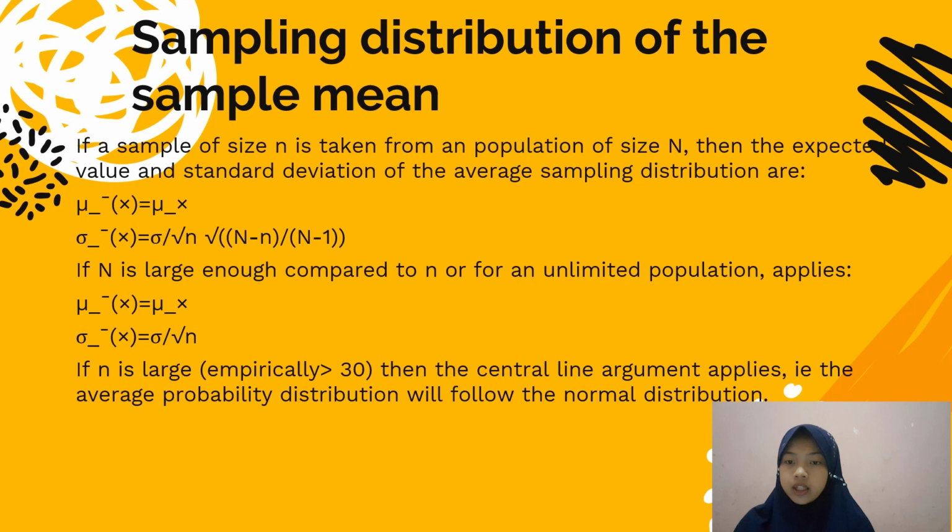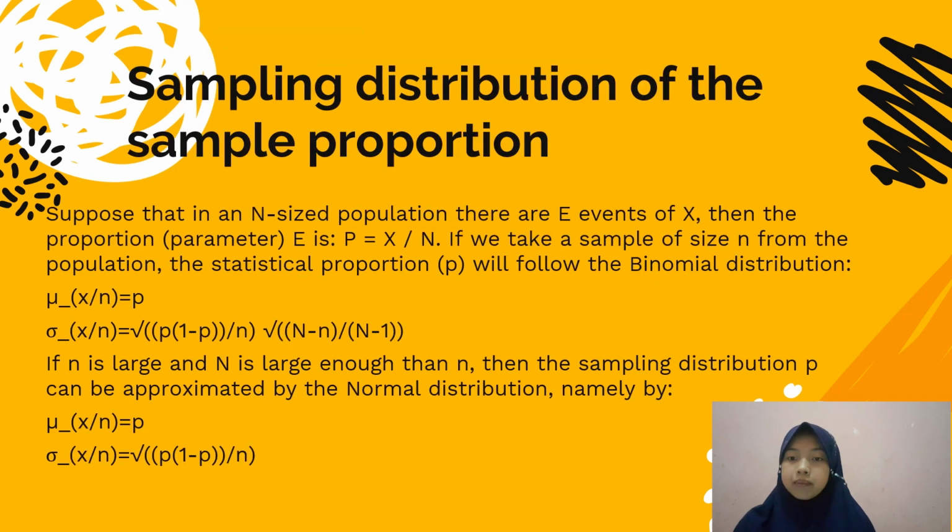If n is large enough compared to N or for an unlimited population, it applies that the standard deviation of the average sampling equals population standard deviation divided by square root of n. If n is large, empirically greater than 30, then the central limit theorem applies: the average sampling distribution will follow the normal distribution. Sampling distribution of the sample proportion.